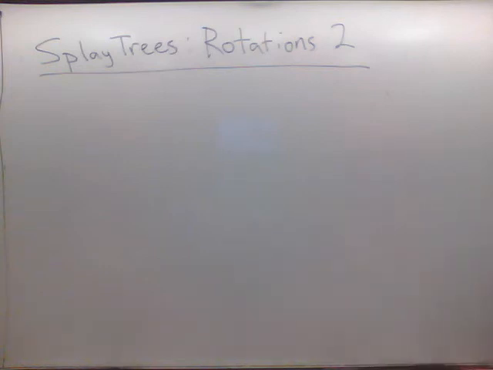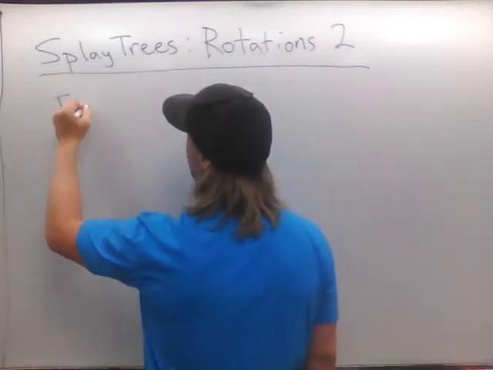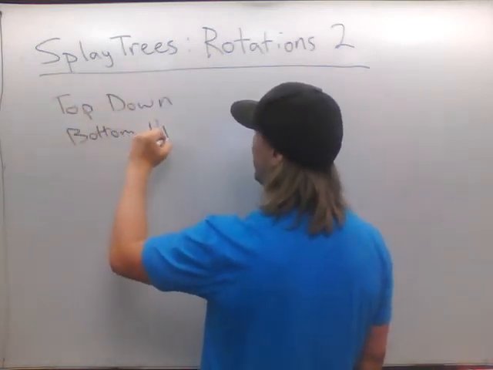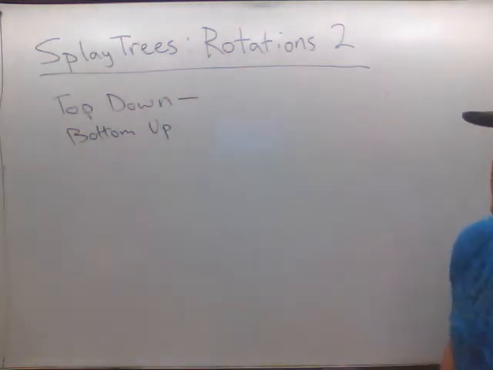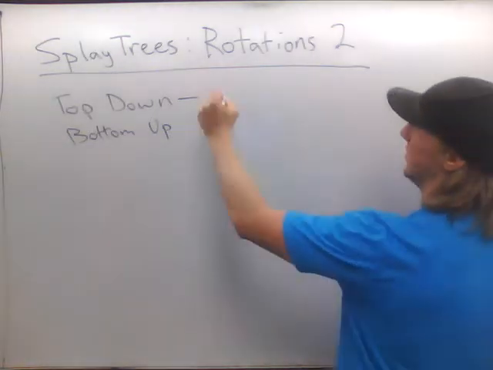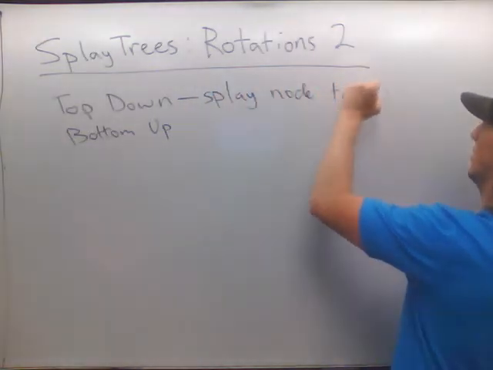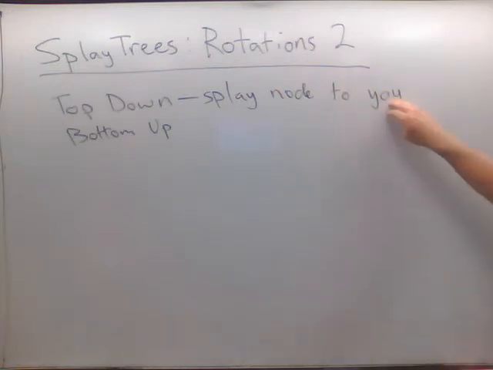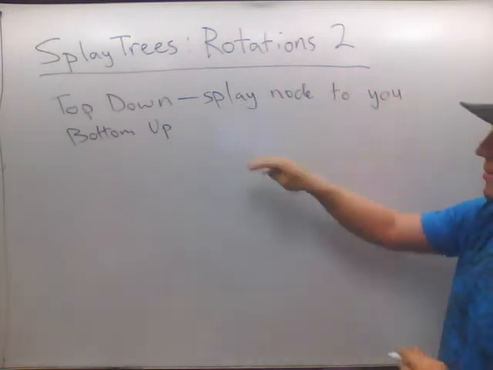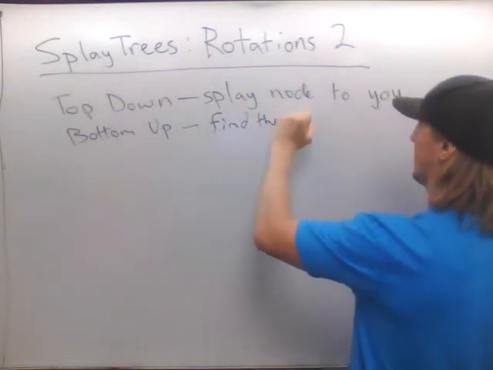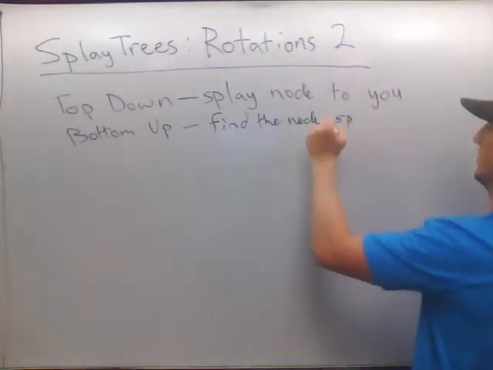For the second video on Splay tree rotations, I'm going to talk about two different ways to implement a Splay tree. You can implement it top down or bottom up. Top down is going to say you only stay at the root and only operate on the root, and Splay the node that you want to operate on. Bottom up is find the node and then Splay up.